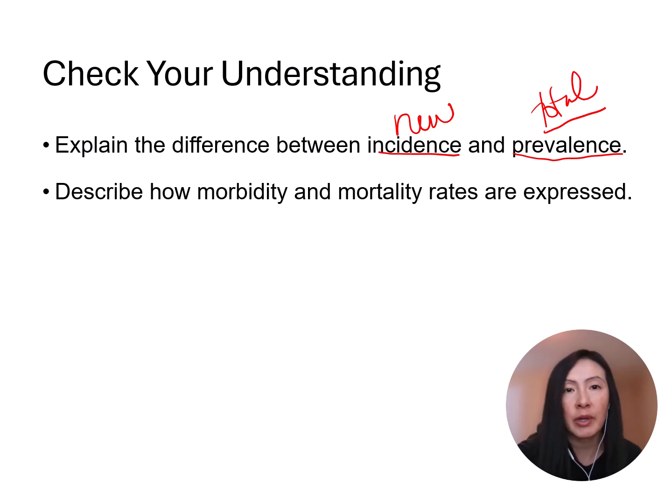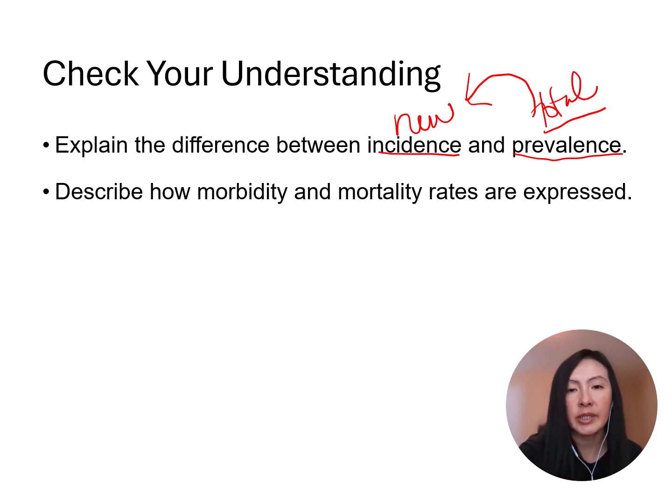And because prevalence includes all of the incidents or new cases, plus any older cases that are still active, then it must always be greater than or at least equal to incidence. For chronic diseases, as I mentioned, like HIV, prevalence is higher than incidence because cases will accumulate over many years.